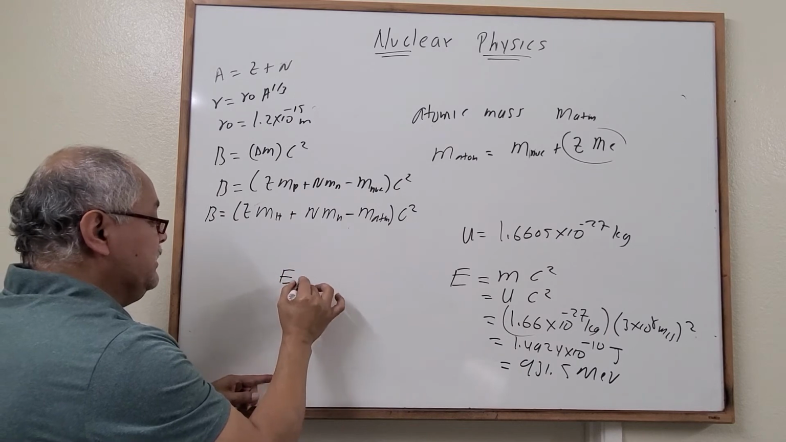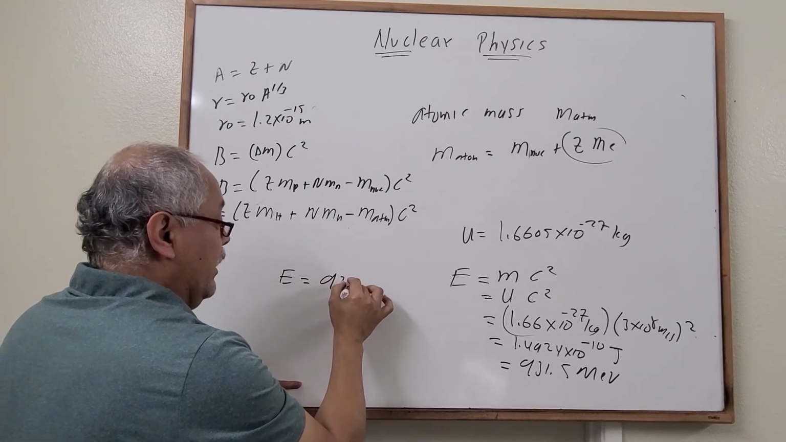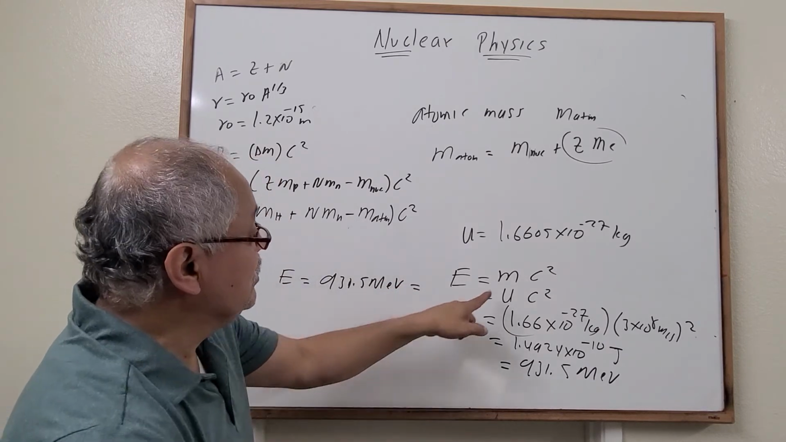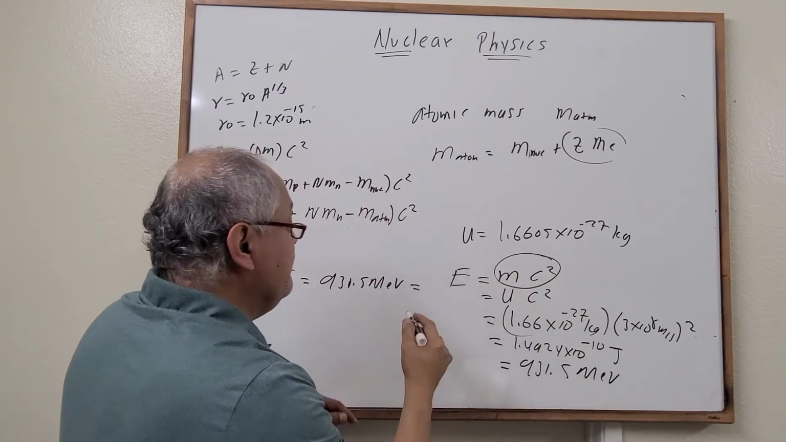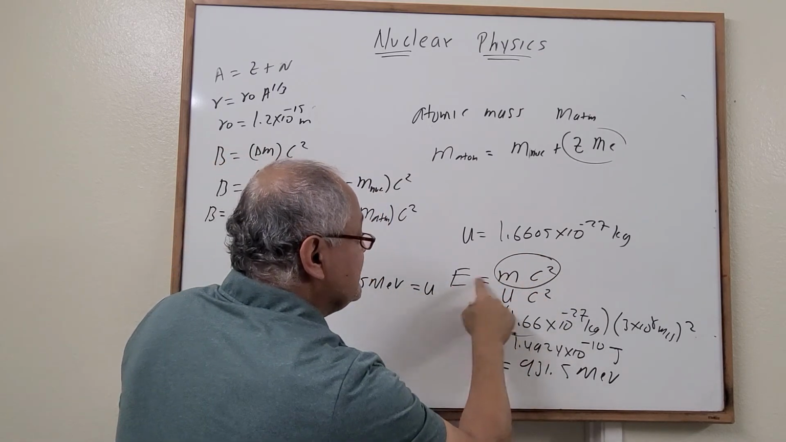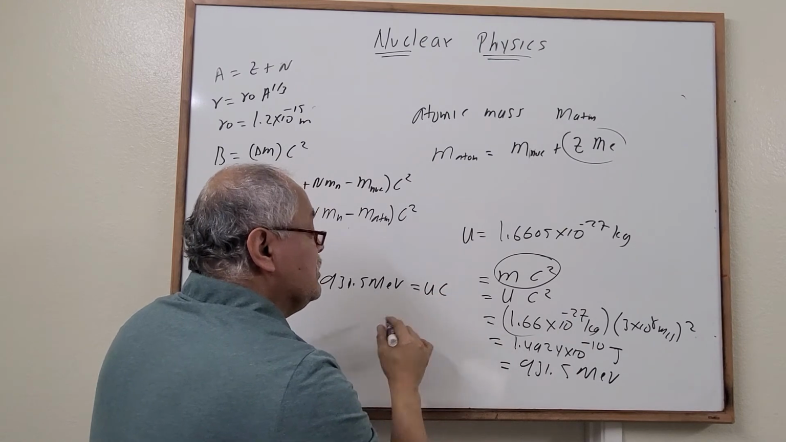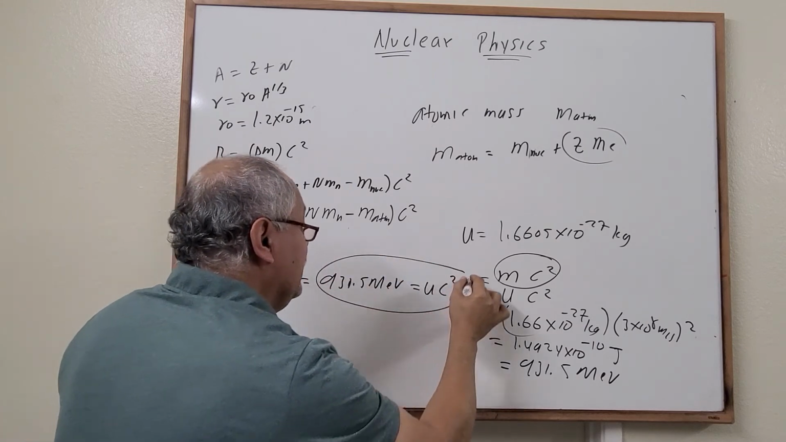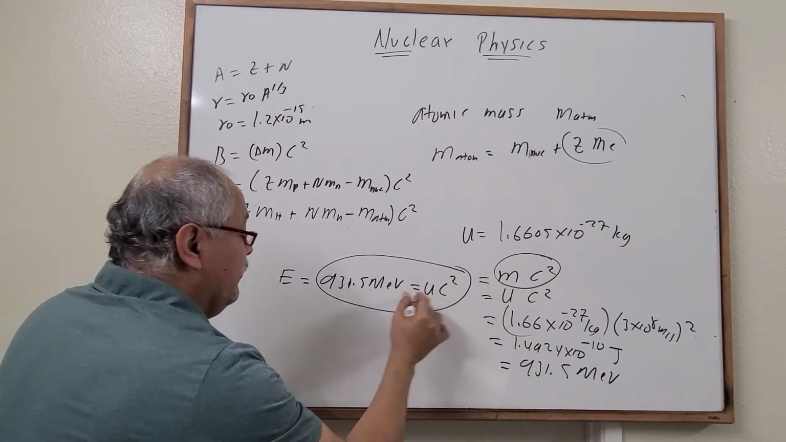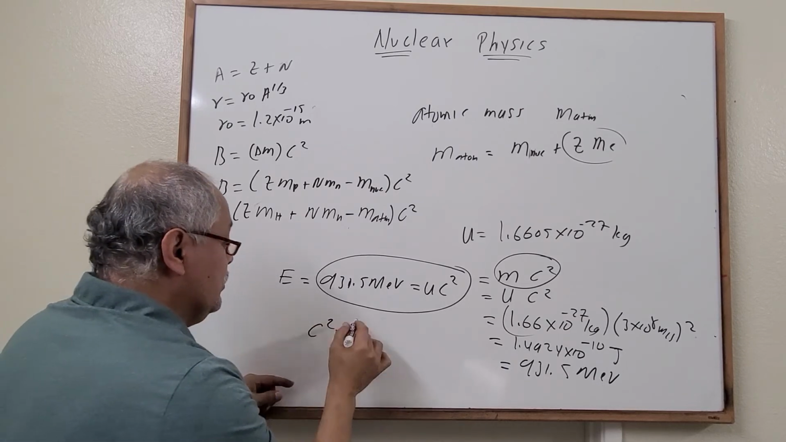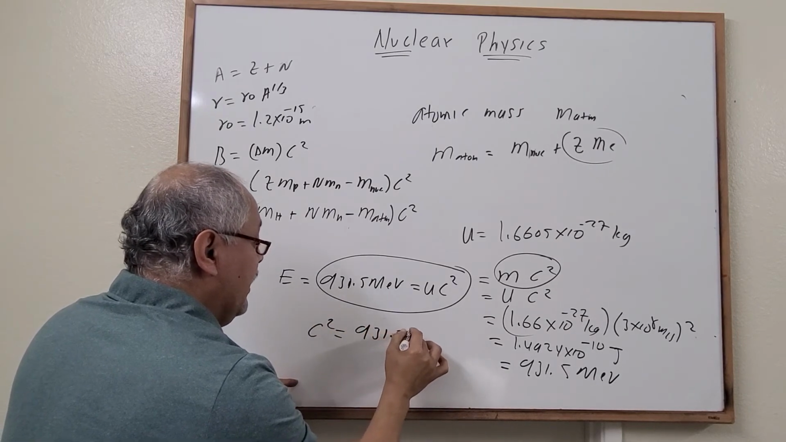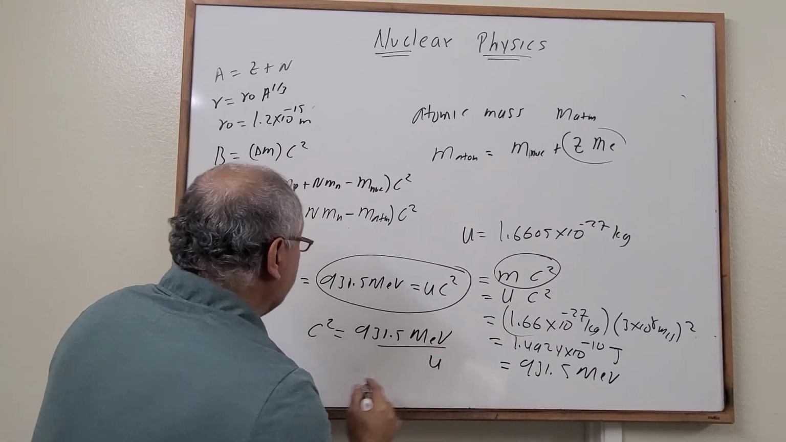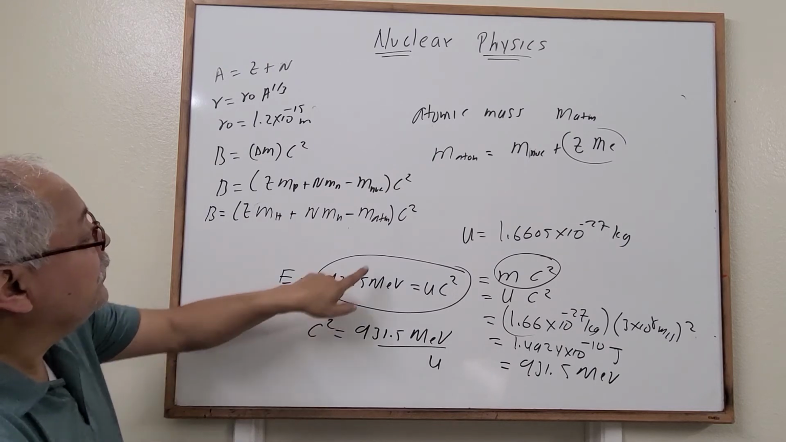So what do we have? The energy is equal to 931.5 mega electron volts. But also, this is equal to what? Look, mass times energy. But what is that mass? Atomic mass units times the speed of light squared. So it's going to be equal to that quantity. Now let's work with this part, and we're going to solve for c squared. So c squared is equal to 931.5 mega electron volts, correct, per atomic mass unit. So we substitute this value right here, and what do we have?